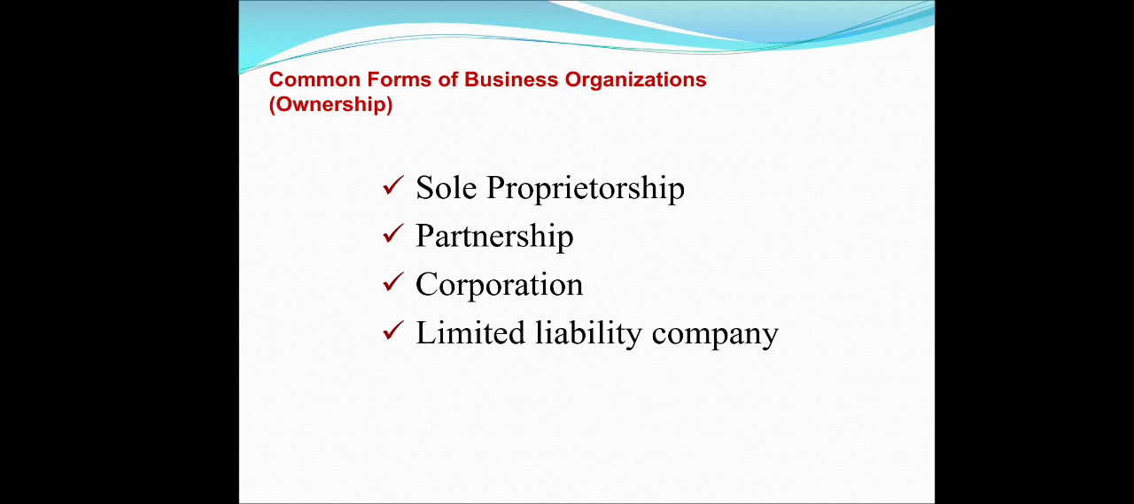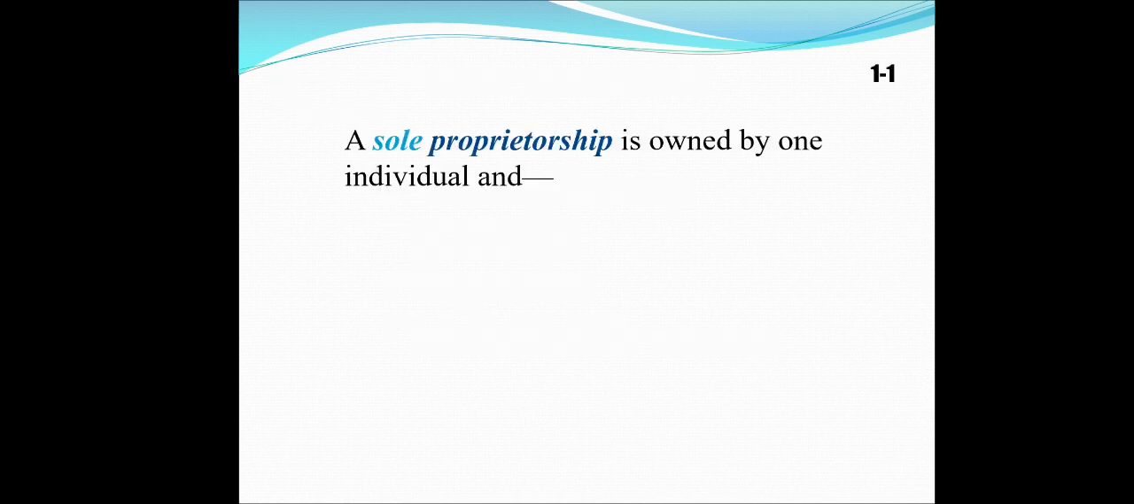We focus on the 3 main categories of businesses according to ownership only. First, sole proprietorship. Second, partnership. And then the third one is company or corporation. Okay, let's see. What is a sole proprietorship? A sole proprietorship is a business owned by one person. If you see a business is owned by one person, then that business is a sole proprietorship.